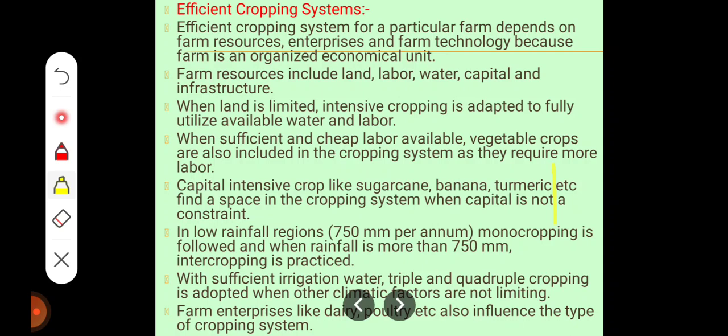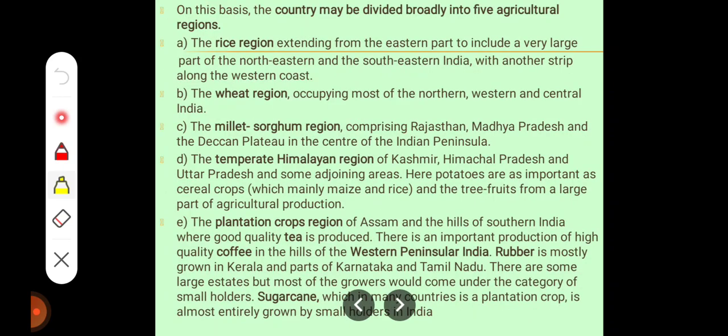With sufficient irrigation water, triple and quadruple cropping is adapted when other climatic factors are not limiting. Farm enterprises like dairy, poultry, etc. are also influenced by the type of cropping system. On the basis of this, the country may be divided broadly into five agriculture regions.